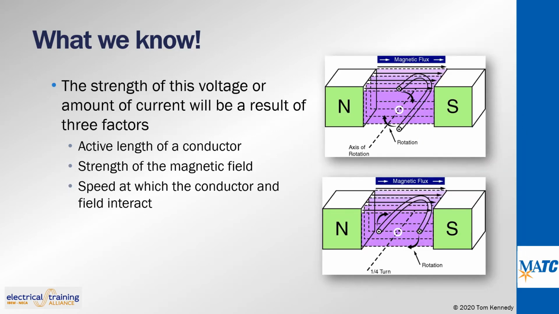The amount of voltage and current created in a circuit is dependent on three additional factors: the active length of a conductor moving relative to the magnetic field, the strength of the magnetic field it moves through, and the speed at which this interaction occurs.